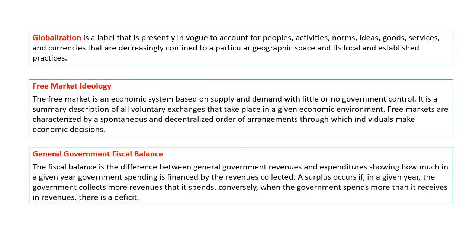General government fiscal balance. The fiscal balance is the difference between general government revenues and expenditures, showing how much in a given year government spending is financed by the revenues collected. A surplus occurs if, in a given year, the government collects more revenues than it spends. Conversely, when the government spends more than it receives in revenues, there is a deficit.